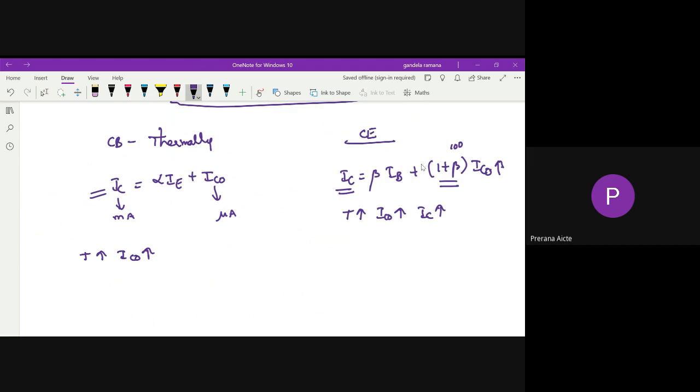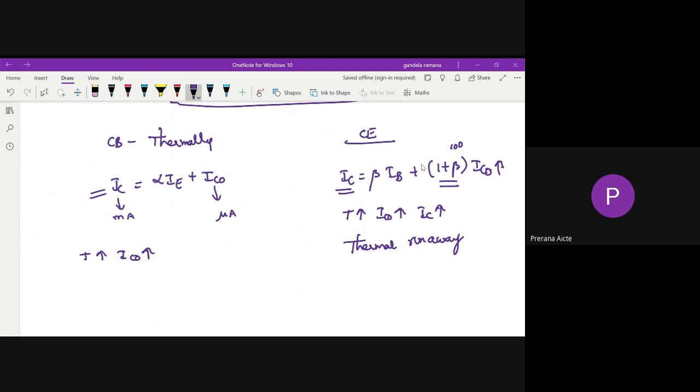So here, when temperature increases, IC naught increases, IC increases, and going on, somewhere the transistor will self-destruct. This phenomenon is called thermal runaway. Due to increasing temperature, self-destruction of the transistor takes place. So that is called thermal runaway.